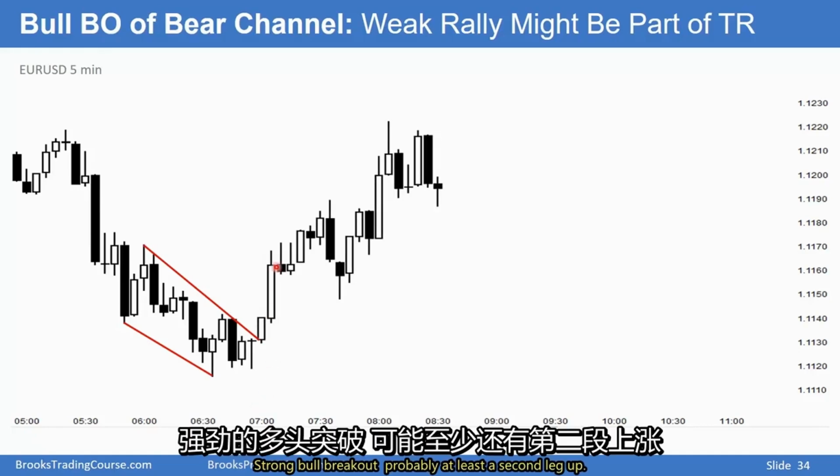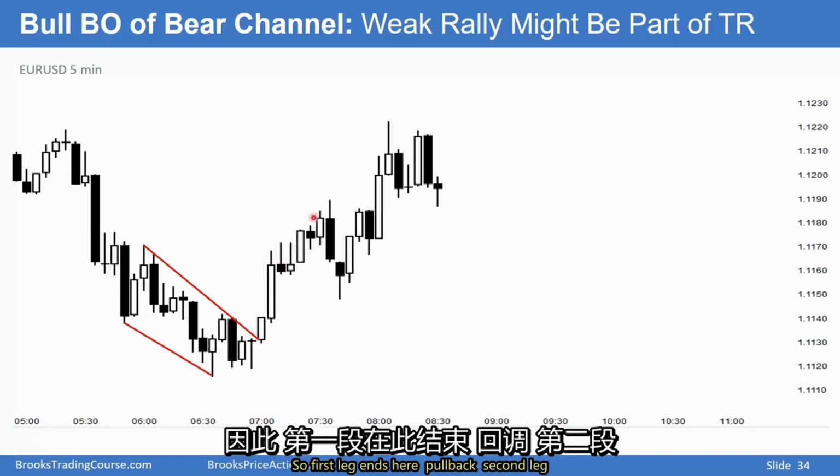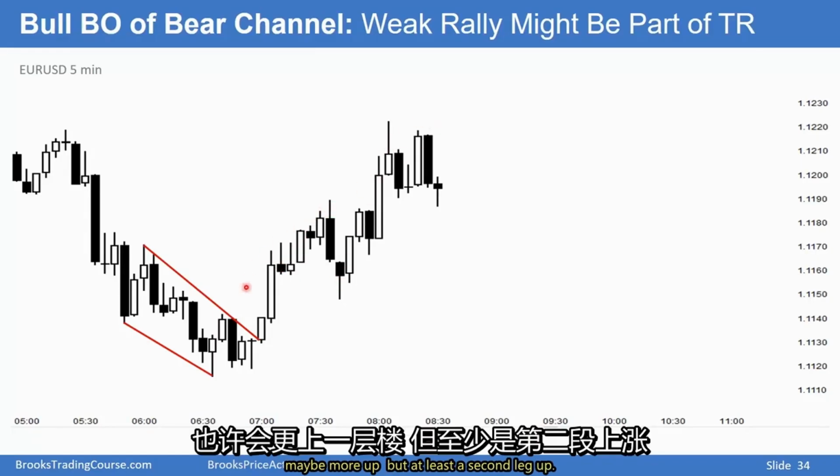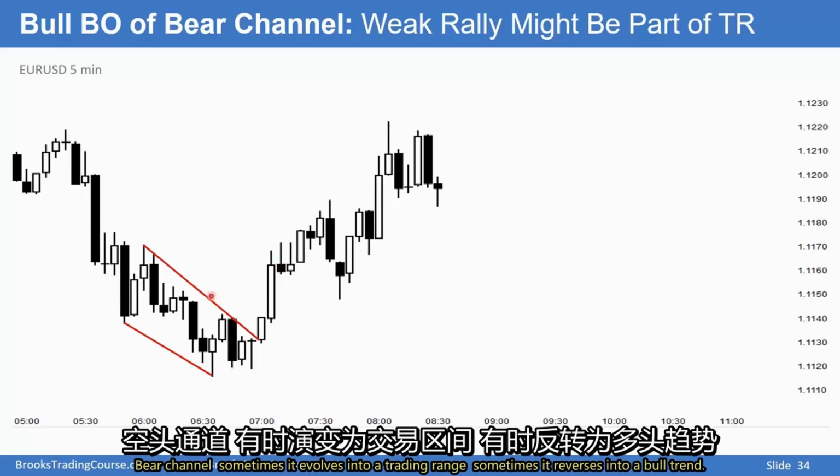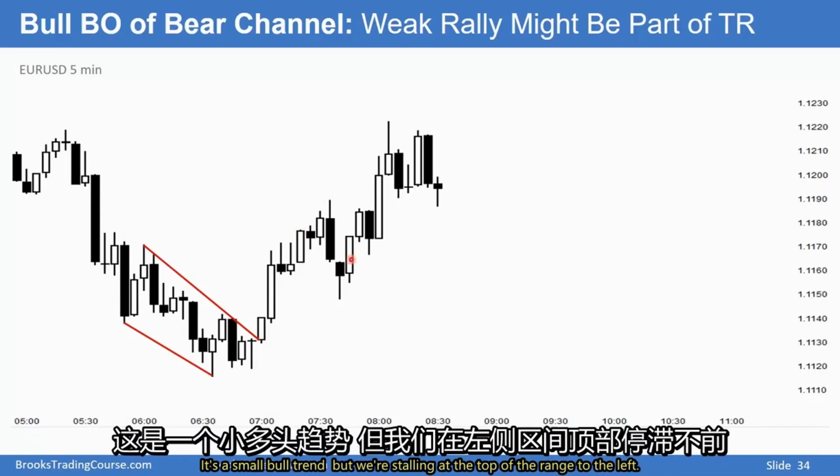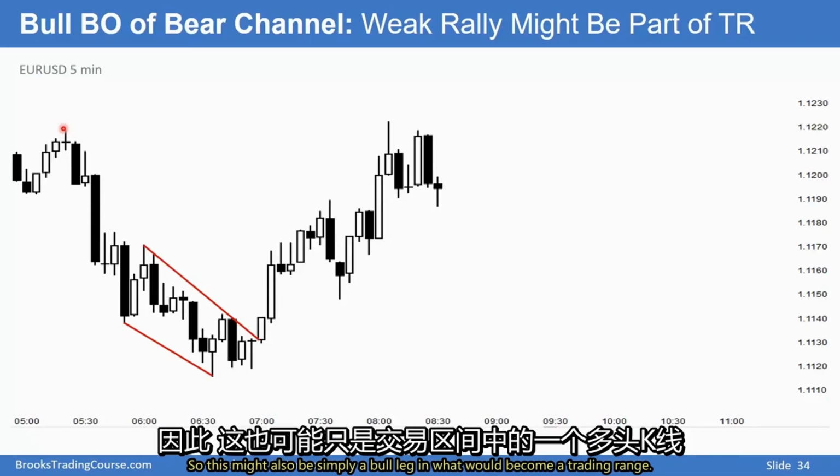Strong bull breakout, probably at least a second leg up. So first leg ends here, pullback, second leg, maybe more up, but at least a second leg up. Bear channel. Sometimes it evolves into a trading range, sometimes it reverses into a bull trend. It's a small bull trend, but we're stalling at the top of the range to the left, so this might also be simply a bull leg in what will become a trading range.